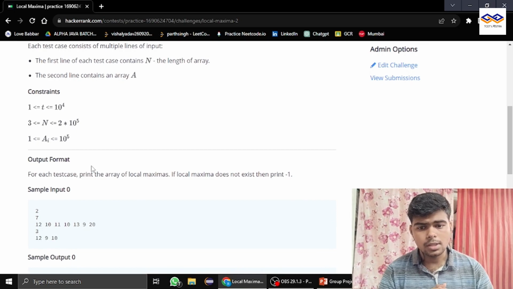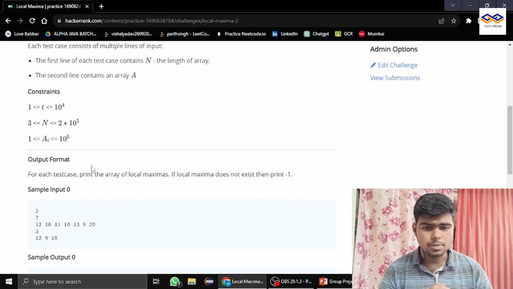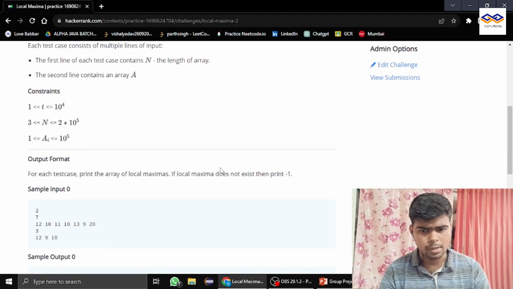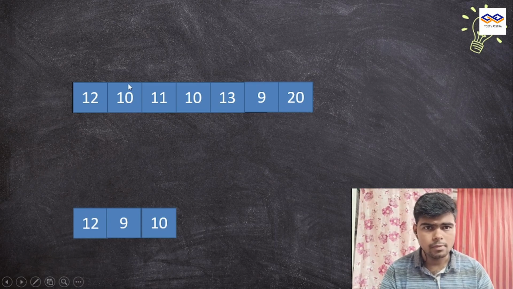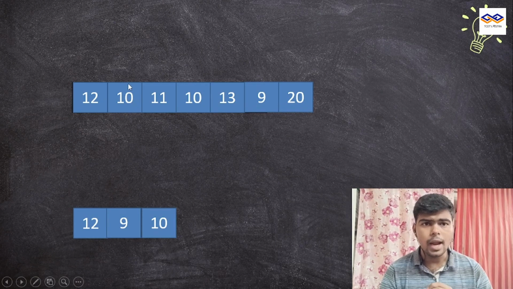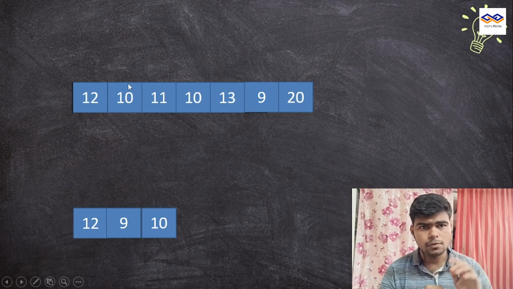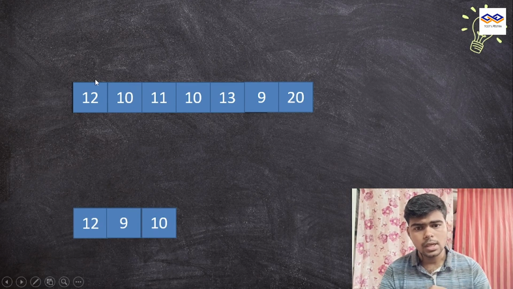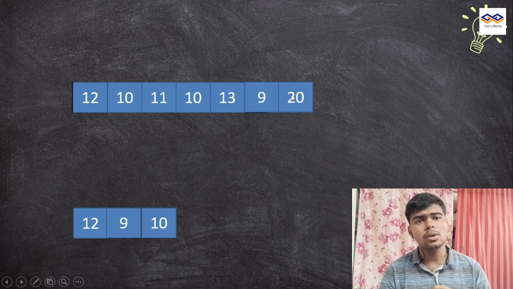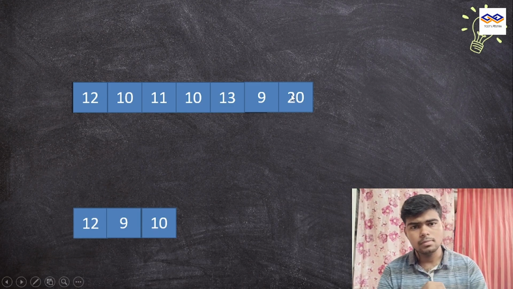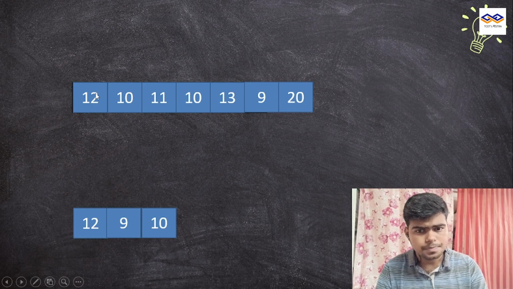Okay, so what is the output format for each test case? Print the array of local maxima. If local maxima does not exist, then print -1. Okay, so here I have the array. What I have to do is find local maxima. So the first question here is: can this 12 and this 20 be my local maxima? Okay, let's find the answer.